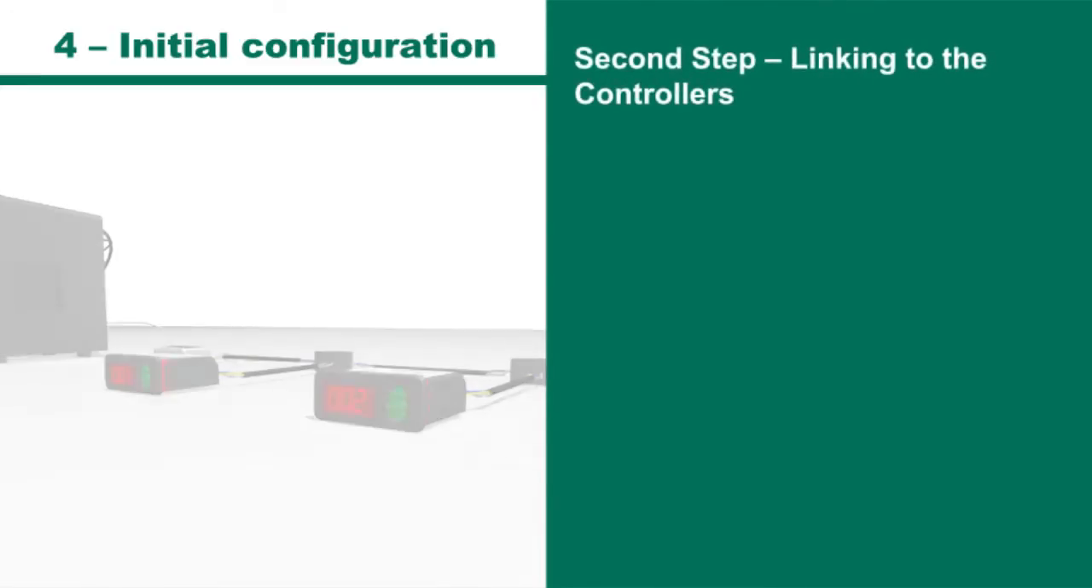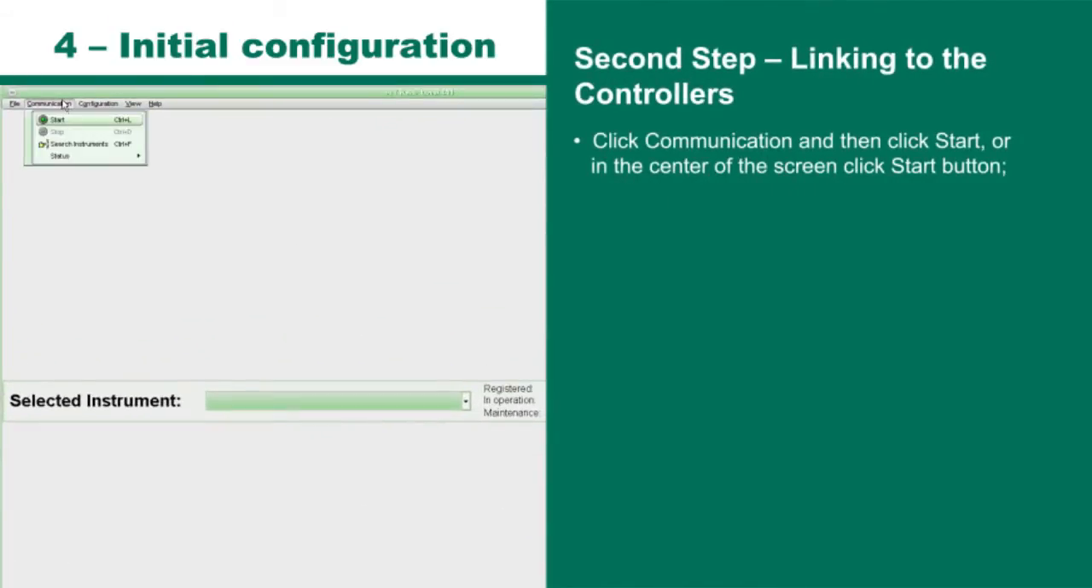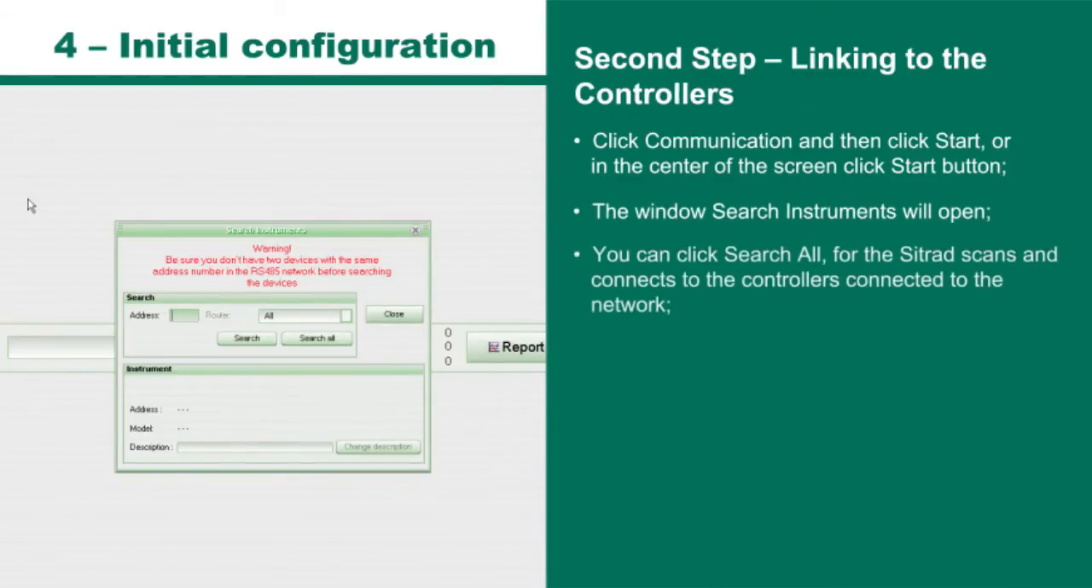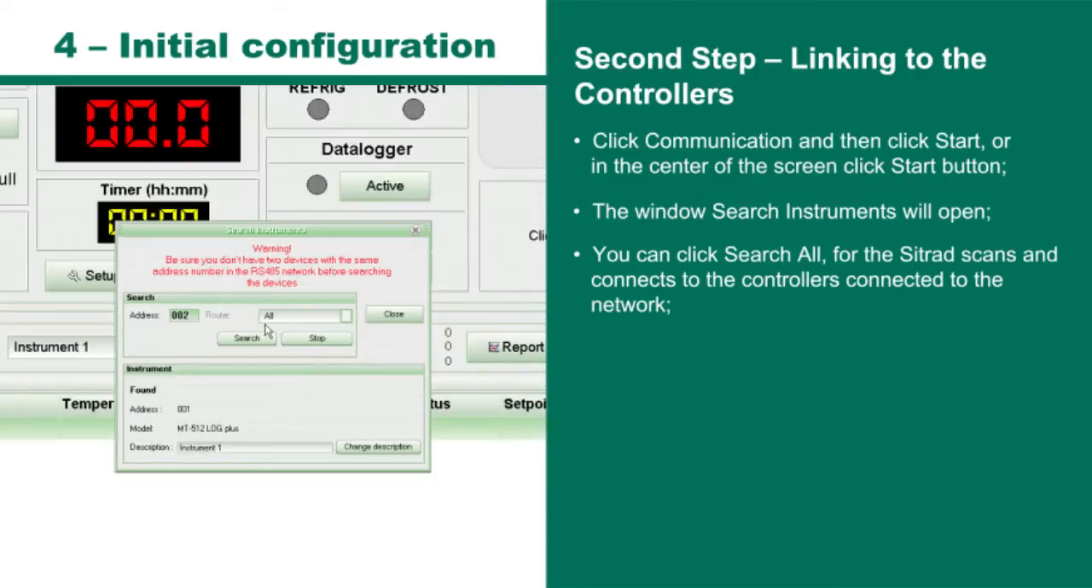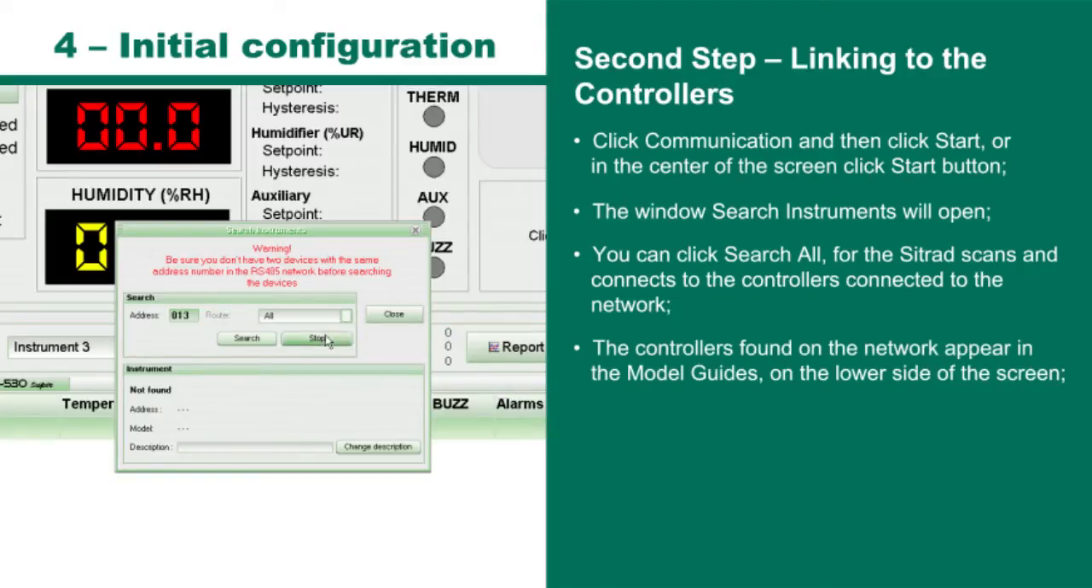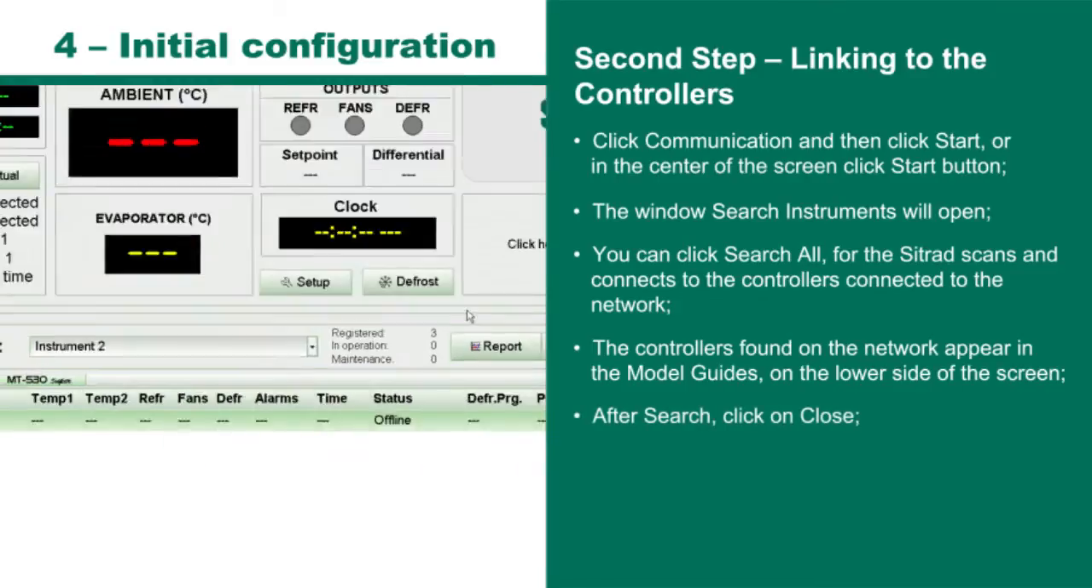Linking the controllers. Click Communication and then click Start, or in the center of the screen, click on the Start button. The Search Instruments window will open. You can click Search All so Sitrad scans and connects to the controllers connected to the network. The controllers found on the network appear in the model tabs at the bottom of the screen. After the search, click on Close.